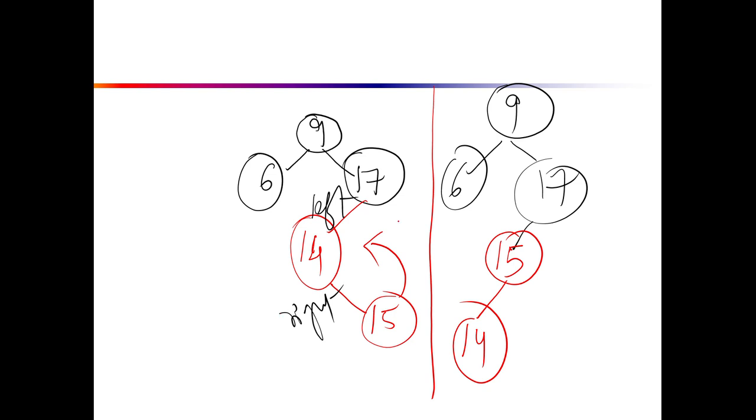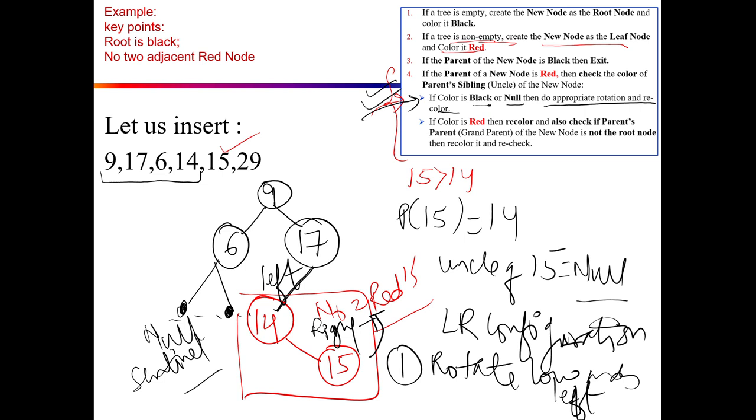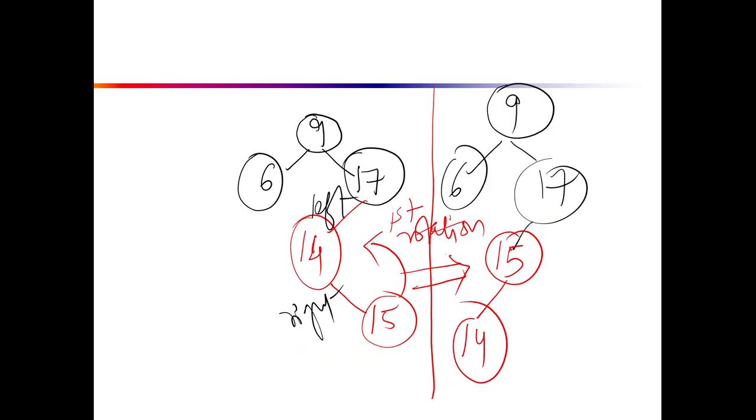Okay, so first rotation gave us this configuration. All right. Also, let me tell you one thing, that whenever we have an LR configuration, we require two rotations. Alright, so the first rotation is that the rightmost element, that is 15, is shifted towards the left position. That is the first rotation.